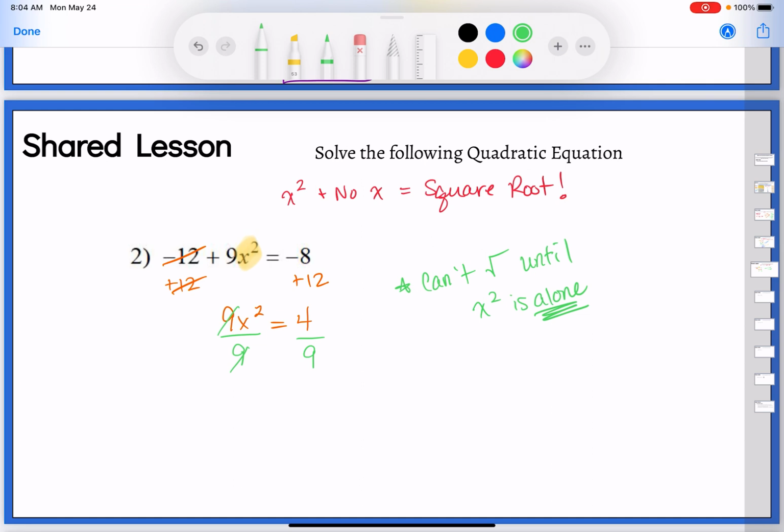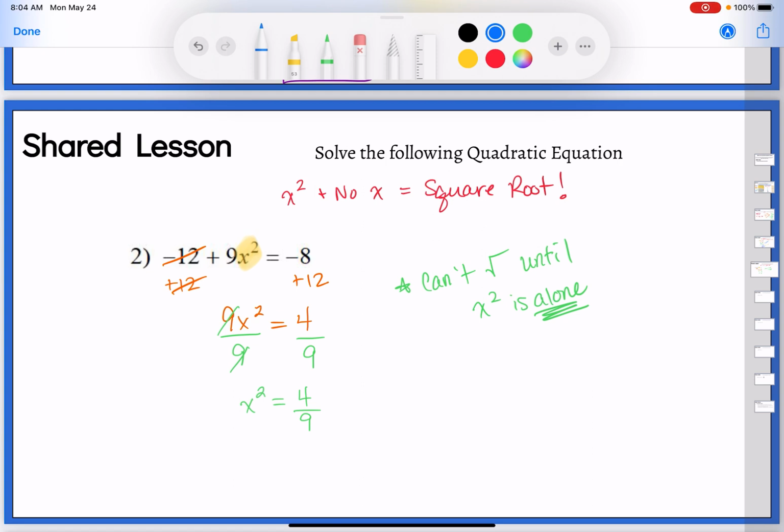Now you're probably telling me, but Ms. Crevo, oh no, I can't do 4 divided by 9. Should I do a decimal? The answer is no. Don't ever do a decimal when you know you're going to do a square root. It's a fraction. Just leave it as the fraction. I promise you it's going to work out, okay? So we're just going to have 4 over 9, and that's how it's going to stay.